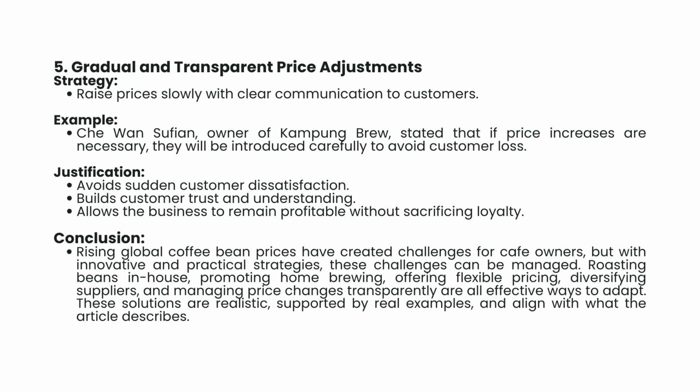The last strategy is gradual and transparent price adjustment. This means raising prices slowly while clearly communicating the reason to customers. For example, Sheikh Wan Sufyan, owner of Kampung Brew, stated that if price increases are necessary, they will be introduced carefully to avoid losing customers. This strategy is important because it avoids sudden customer dissatisfaction. It helps build customer trust and understanding, and it allows the business to stay profitable without sacrificing customer loyalty.